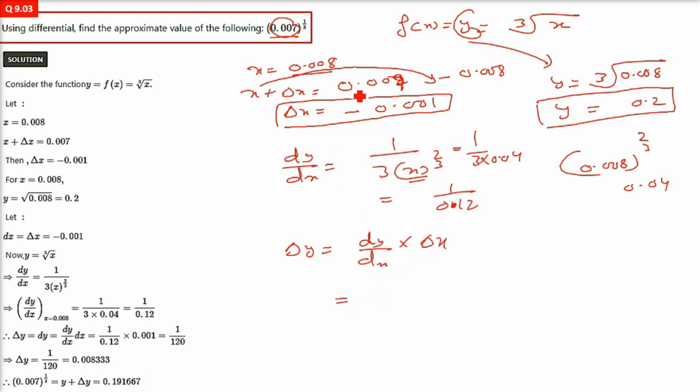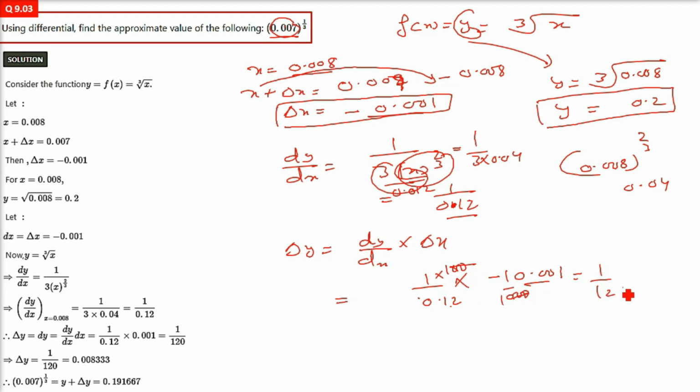Dy by dx is 1 by 0.12 and delta x was 0.001, and please remember it is negative, because we are going to add y plus delta y, and it is 0.001 with a negative sign. So dy by dx we have already computed, just write that here. So 1 by 0.12 into 0.001. Almost similar to the previous question, you know it is going to come as 1 by 120. Now delta y is this. Now you have to do y plus delta y.